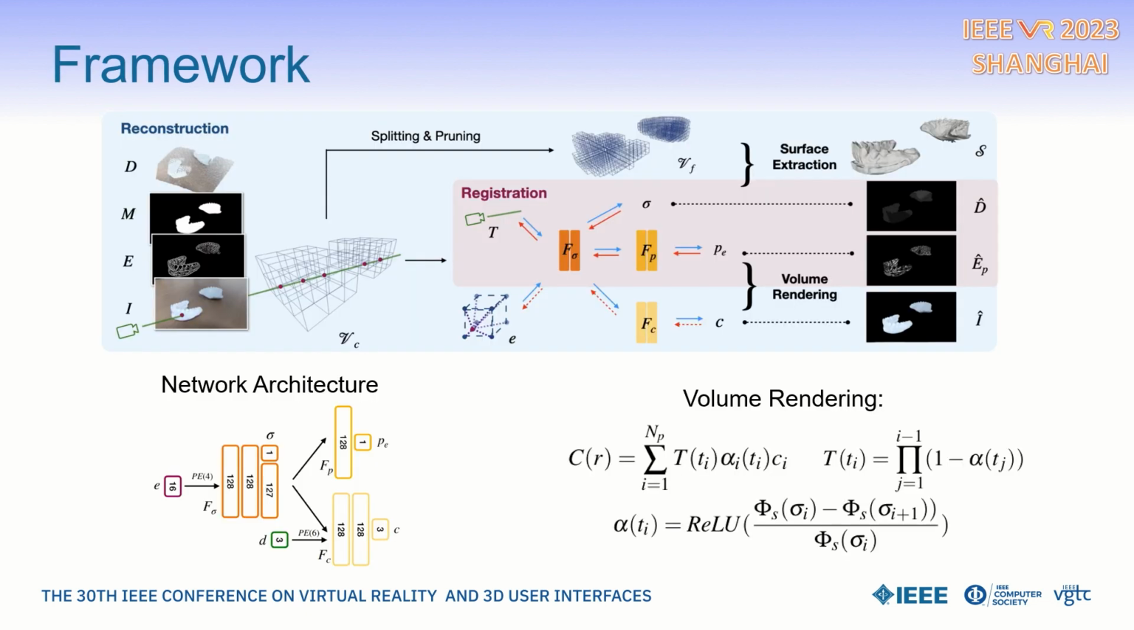Our system consists of two modules, the reconstruction module and the registration module. In the reconstruction module, the RGBD data collected by HoloLens 2 are used as input. We use volume rendering to simultaneously reconstruct the color, geometry, and edge information of the implicit model and optimize pose. In the registration module, the geometry and edge information of the reconstructed model are used to optimize the pose of the query image. Our network structure, shown in the lower left, is a very shallow MLP.